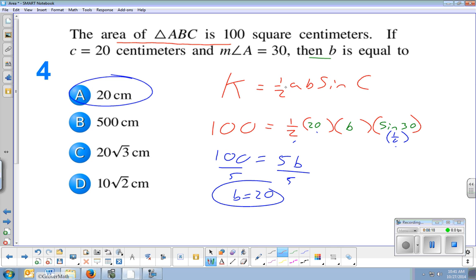So sometimes they'll give you the area and have you find a piece of the formula over here. Okay, that's it for area of a triangle, and we'll experiment with that tomorrow.